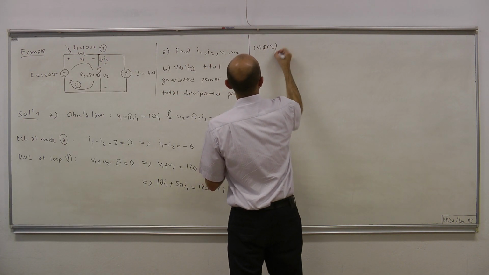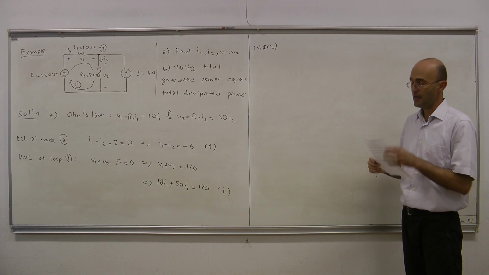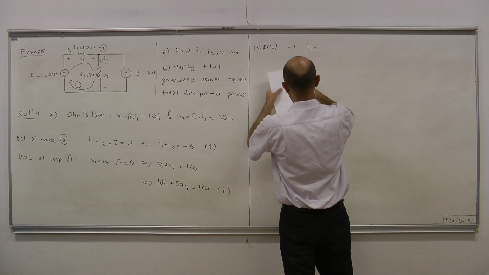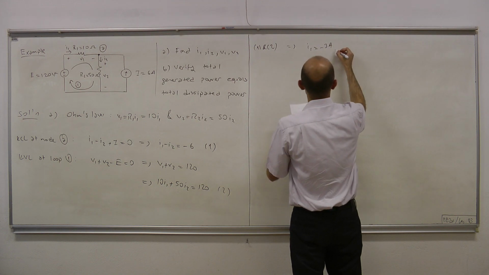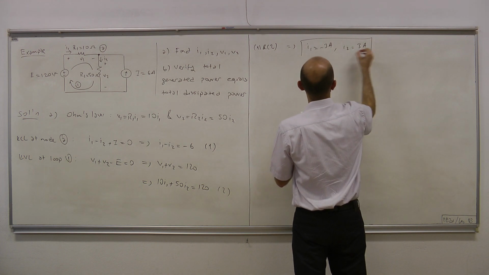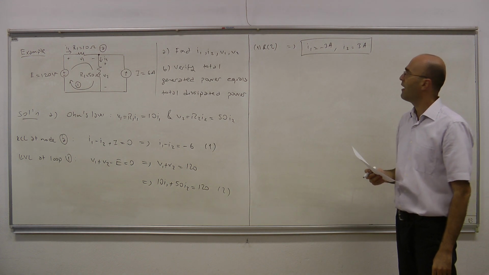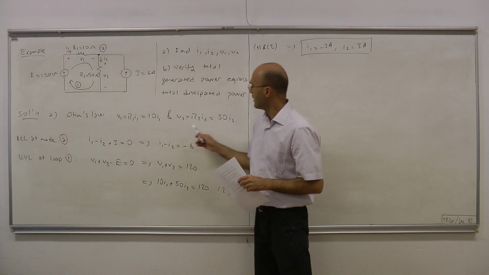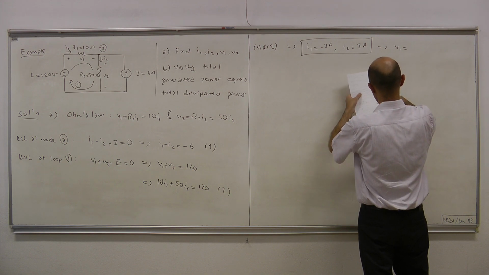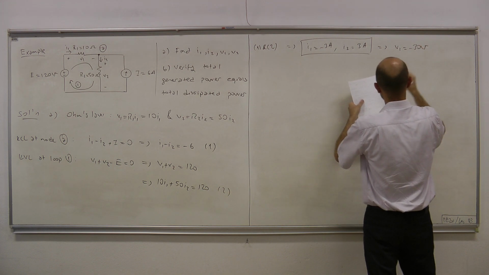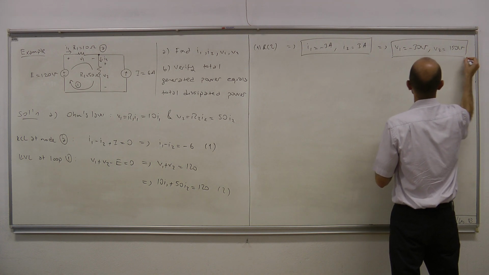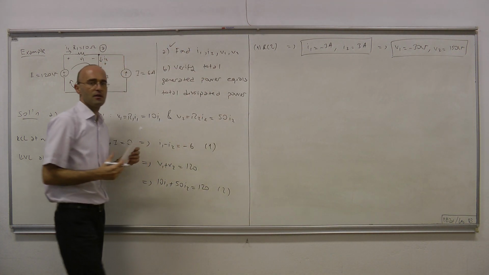Now, combining equation 1 and equation 2 as we obtained previously, we can solve and obtain I1 equals minus 3 amps and I2 equals plus 3 amps. Once you have I1 and I2, you can easily compute V1 and V2 using Ohm's law. That immediately gives us V1 equals minus 30 volts and V2 equals 150 volts. And part A is complete.